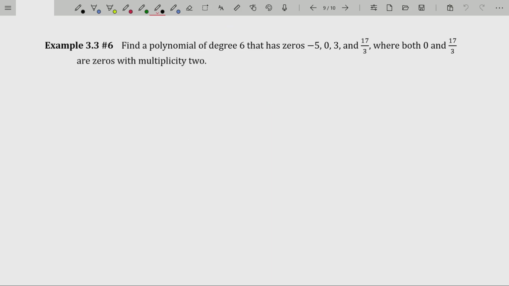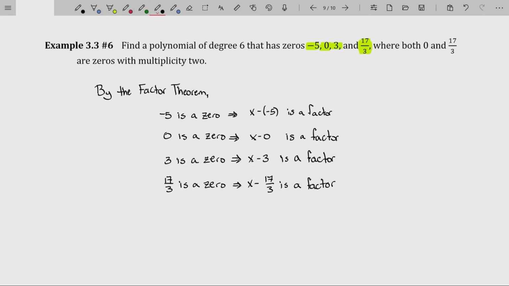So how can this be used? Well, the factor theorem actually gets used in a lot of different places, but here's the initial intro to using the factor theorem. If I'm in a polynomial of degree 6 that has zeros -5, 0, 3, and 17/3, we'll start there. So by the factor theorem, if the zeros are -5, 0, 3, and 17/3, then we know x minus a -5, so maybe I should write that out actually. -5 is a 0. The factor theorem tells us x minus a -5 is a factor.